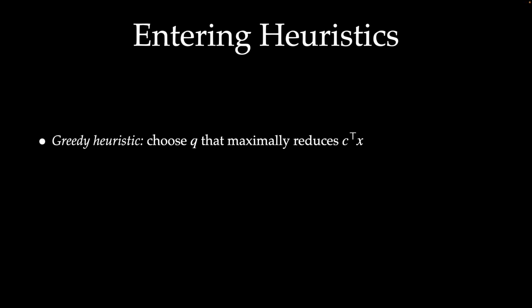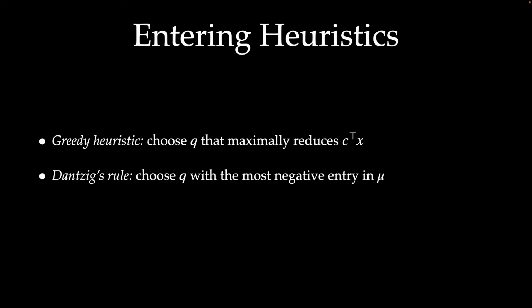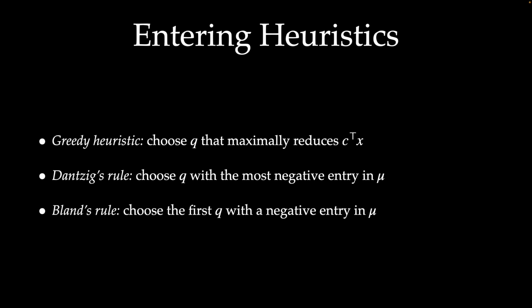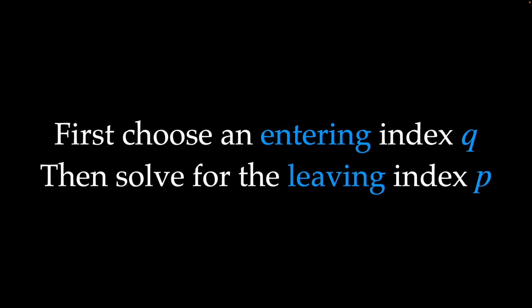There are a few different entering heuristics. What we're going to use in our implementation in this example is the greedy heuristic. This is just choosing the q index that maximally reduces our objective. There are other entering heuristics out there as well, and you can also use a combination of these. This is not an exhaustive list, and there are many different variations; these are just to make you aware that these entering heuristics exist. To keep it simple, we're just going to use the greedy heuristic in our implementation today. We first choose an entering index q, based on the q that maximally reduces our objective.